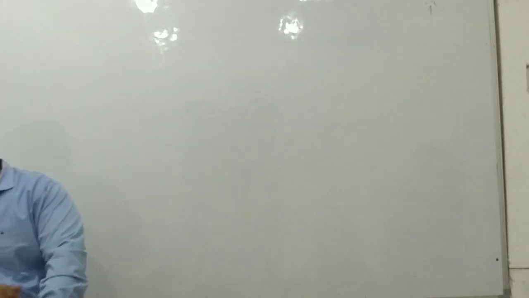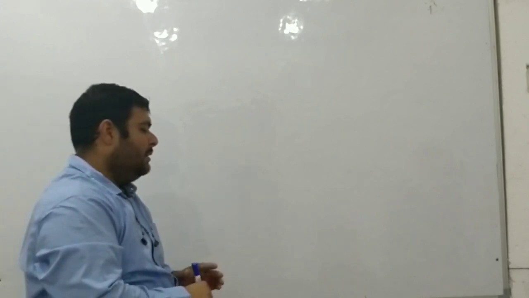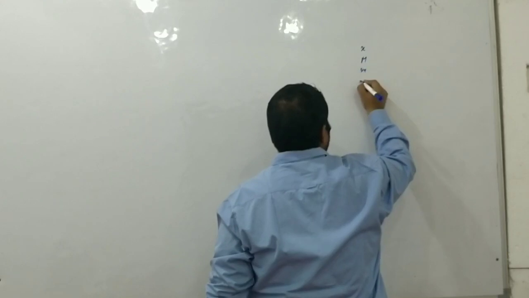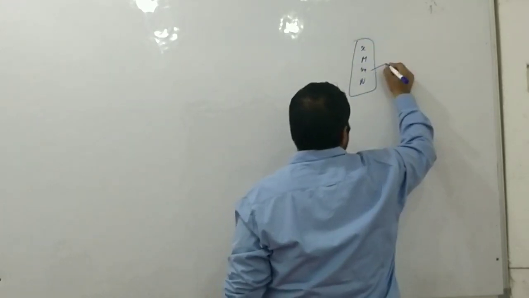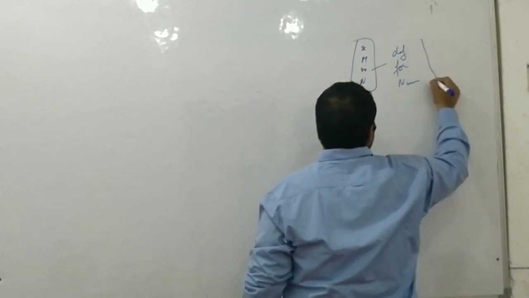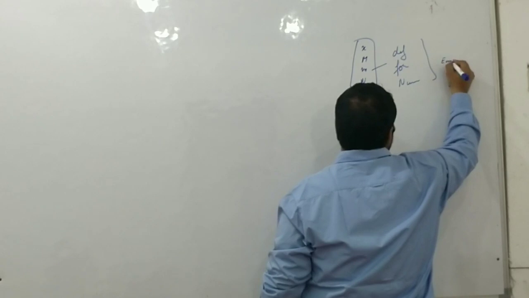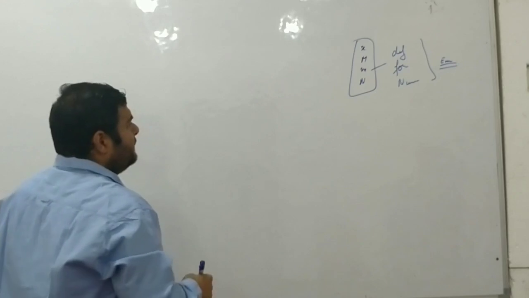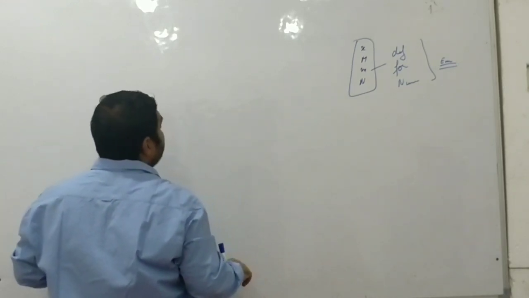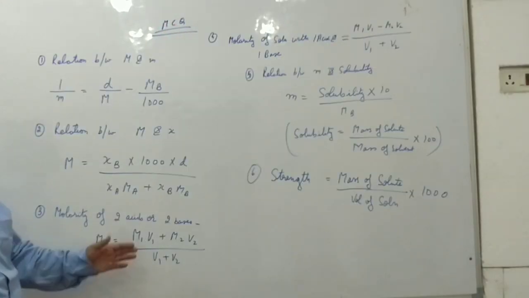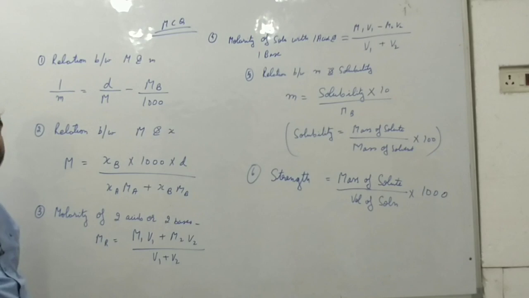Now in the last, after considering all these terms of concentration, out of which mole fraction, molarity, molality and normality are the most important. Their definitions, their formulas and their numericals are very important from the examination point of view. So in the last, I am giving you some formulas of all these terms related to each other, which will help you in MCQ. So these are the 6 formulas which will help you to solve your numericals.